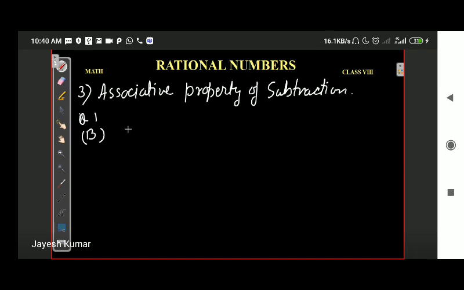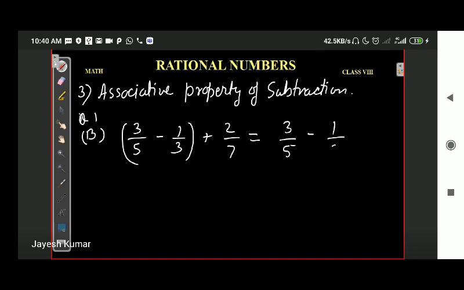This will be 3 upon 5 minus 1 upon 3. We have to check whether (3 upon 5 minus 1 upon 3) plus 2 upon 7 is equal to 3 upon 5 minus (1 upon 3 plus 2 upon 7). So what happened here is terms are same, signs are same, but the placement of brackets has been changed. In the left hand side part, you have brackets on the first two terms. In the right hand side part, you have brackets on the last two terms.